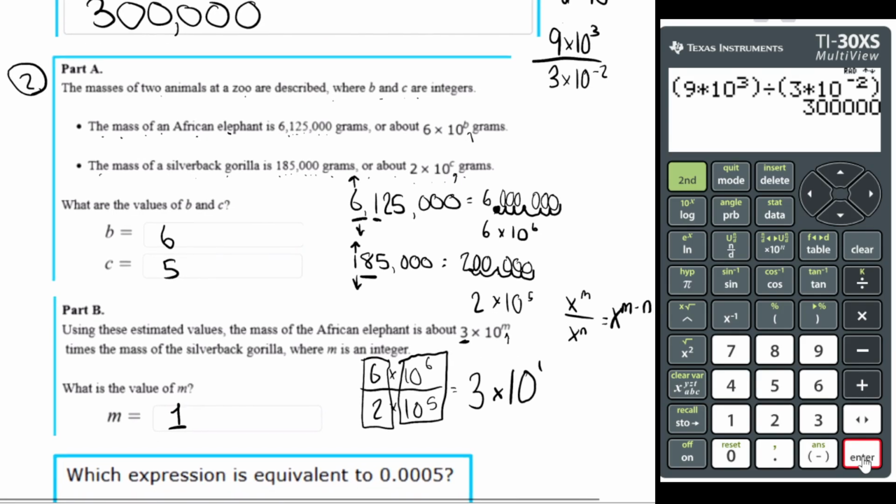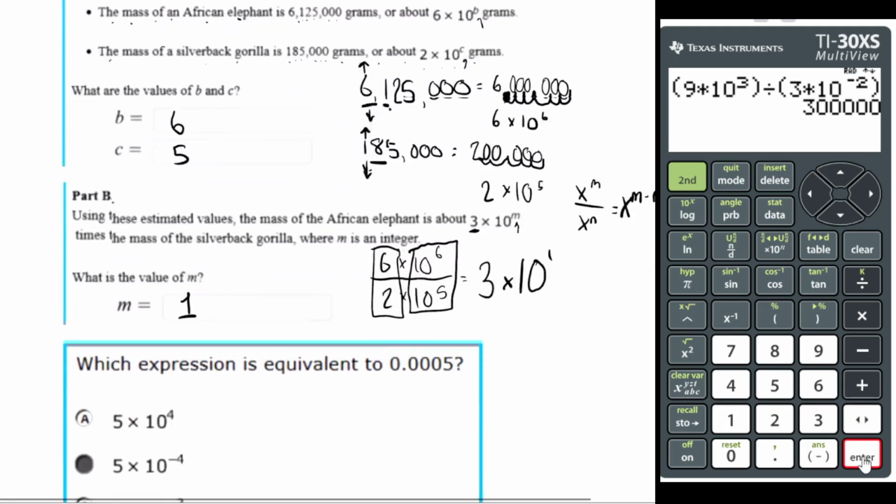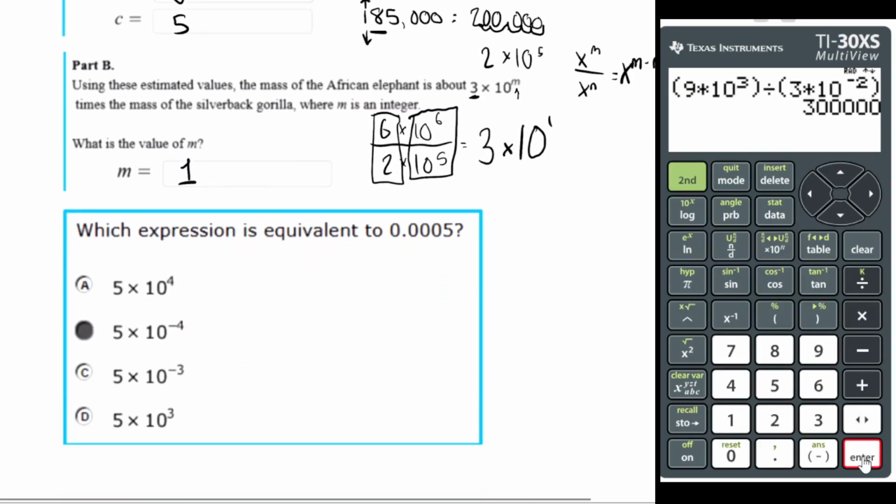All right. Well, let's go to our next question. Which expression is equivalent to 0.0005? So now we're dealing with an infinitely small number. Well, not infinitely small, but a very small number.